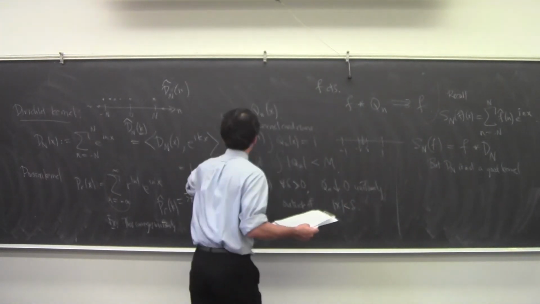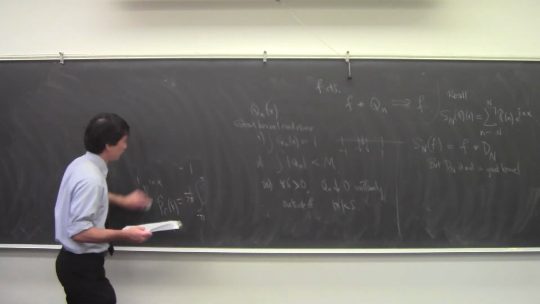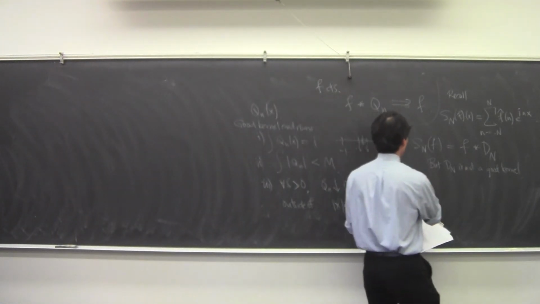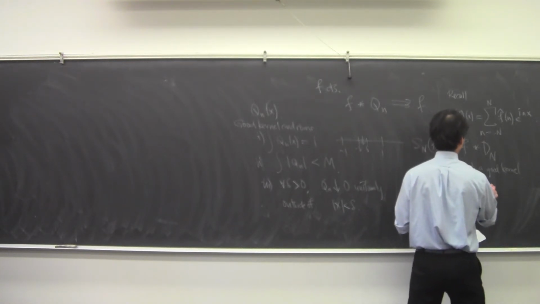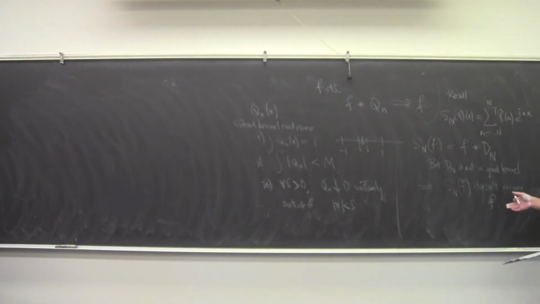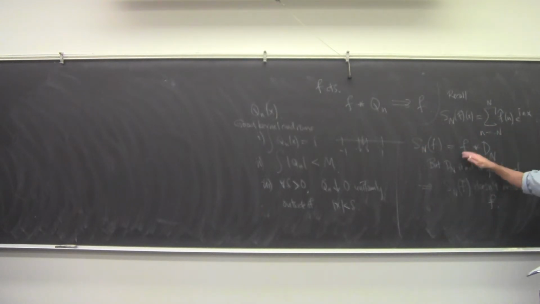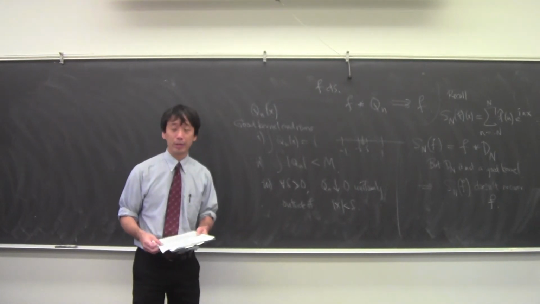And so what happens is that S_n f doesn't recover f as you would hope. You'd hope that as long as you've got a continuous function, then if this thing were a good kernel, you would just recover your function, uniformly. That'd be great. But S_n f doesn't recover f.